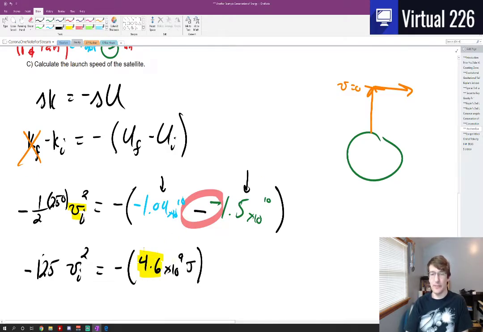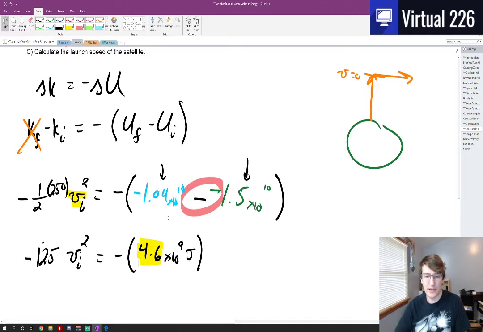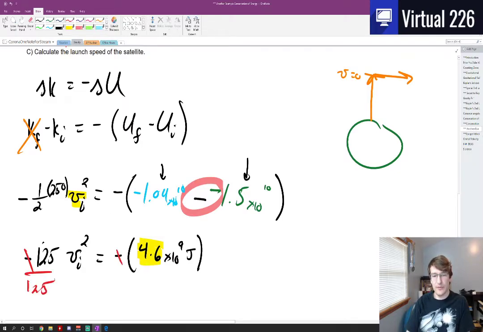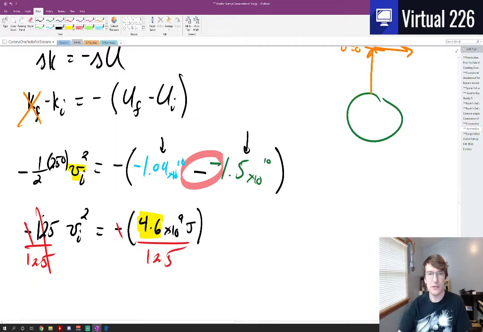We really care about the setup. At this point, we need to get rid of the negatives on each side. They're going to divide out. Then we can divide by 125 on each side. This gives us that the initial velocity squared equals 3.6, or let's just say 3.7 if we round that up, times 10 to the 7th.